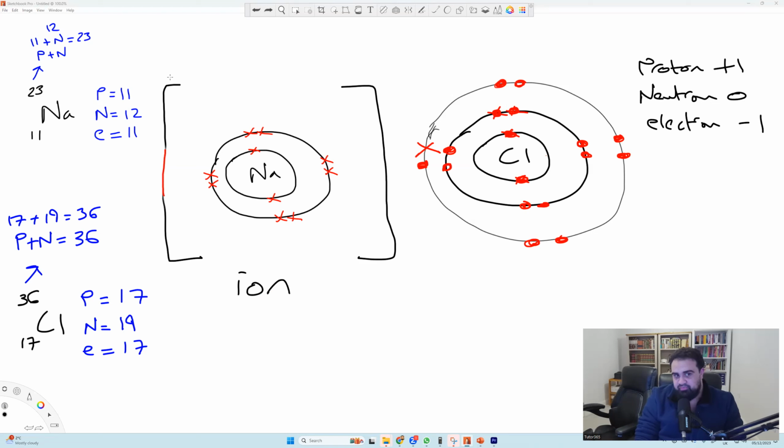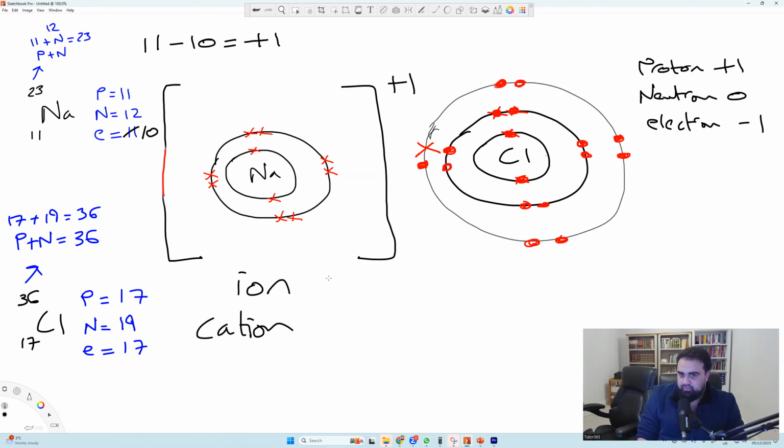But now, Rachel, sodium has lost an electron. So how many electrons does it have now? It has 10. So it has 11 positives and 10 negatives. So it has an overall +1 charge. Do you understand? Yes, I do. And this +1 charge, we call it a cation.